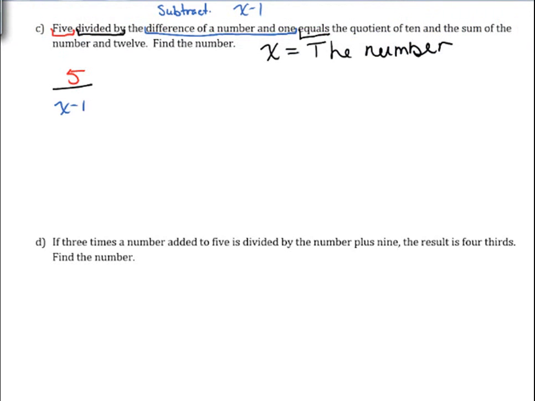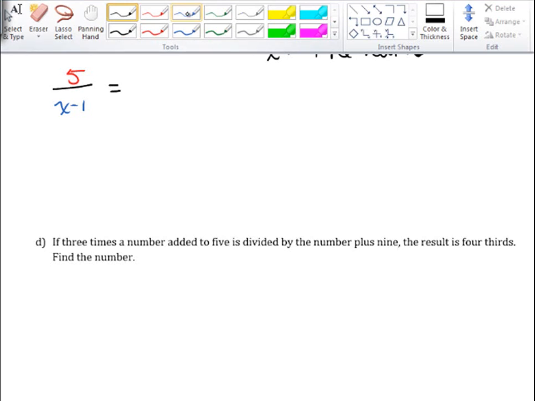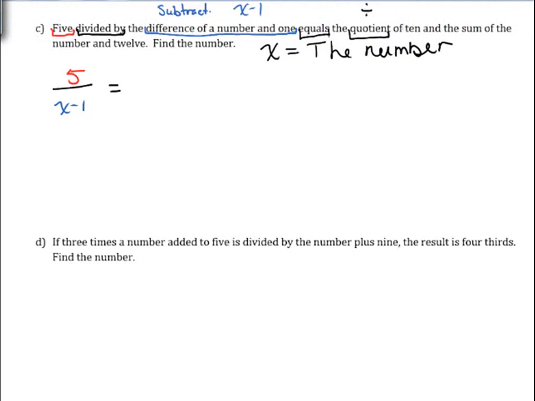Next we have equals, so that's our equal sign. And the word quotient means to divide. And when you see the word quotient, it's just like when you see difference of. When you see quotient of, you divide the two things in the order that you read them in. And so the first thing is going to be our numerator, and the second thing will be our denominator. So it's the quotient of 10 and the sum of the number and 12. So that will be x plus 12.